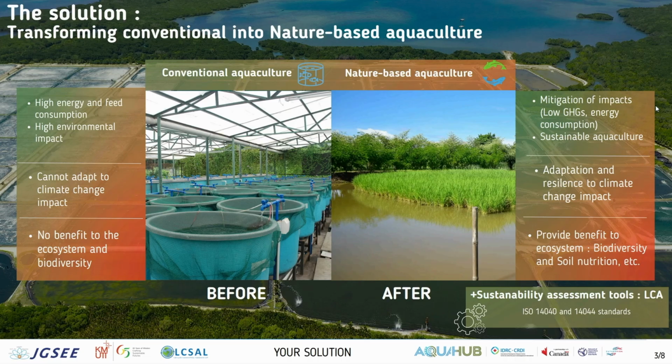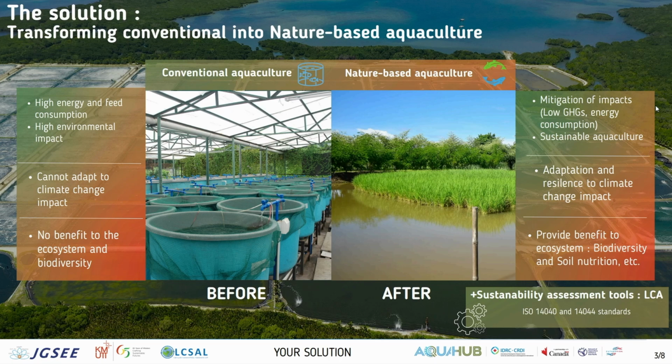The alternative practice that I would like to introduce to you is nature-based aquaculture. With this, they can mitigate the impact, such as by indicating low greenhouse gas emissions, and they also use low energy consumption, which indicates sustainable aquaculture. And this practice can also be adapted and be resilient to climate change impact.